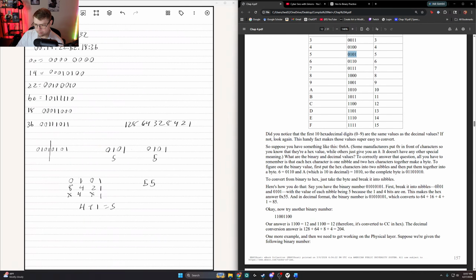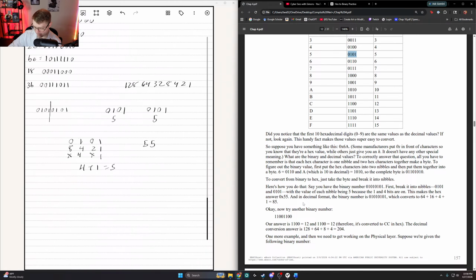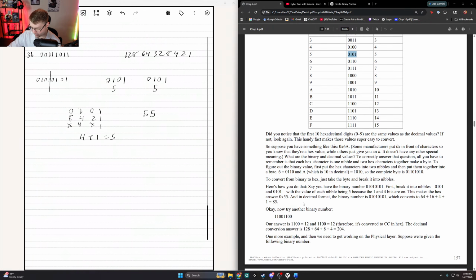First, break it into nibbles, 0101 and 0101, with the value of each nibble being 5. Because the 1 and 4 bits are on, this makes the hex answer 0x55. And in decimal format, the binary number 01010101 converts to 64 plus 16 plus 4 plus 1 equals 85. So what he's talking about is that if we broke it into nibbles, our answer is going to be 55.